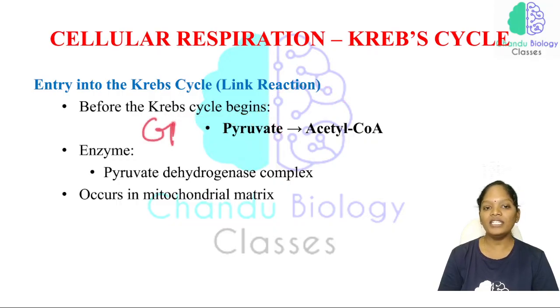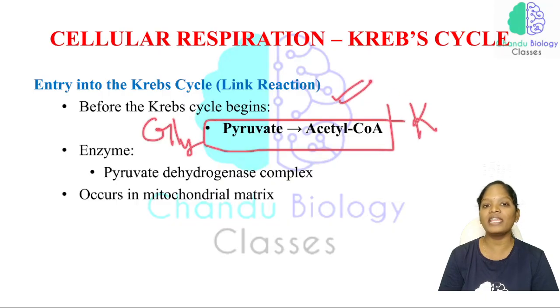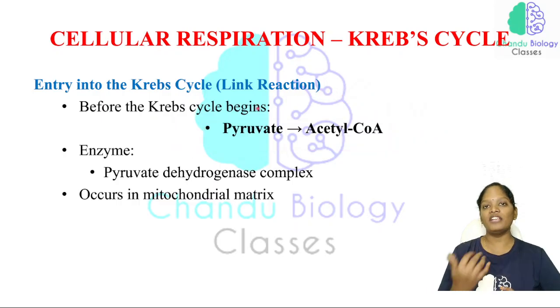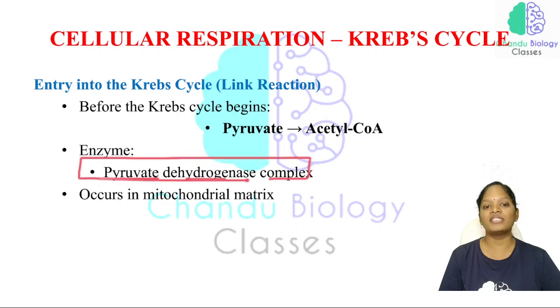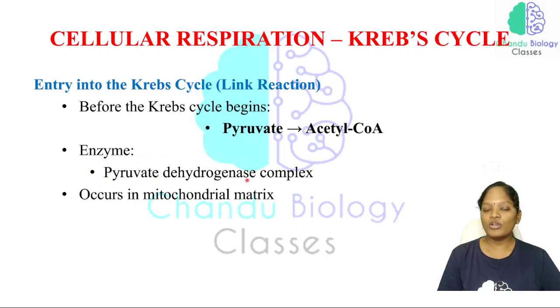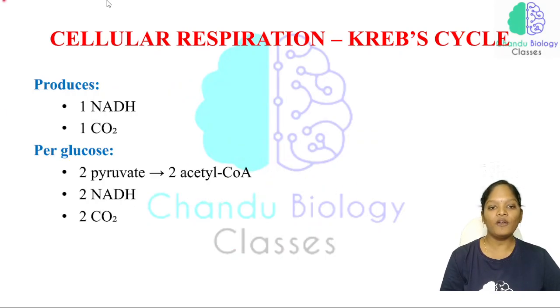As it connects the glycolysis process and the Krebs cycle, we call this particular reaction a link reaction. 2 pyruvate will be converted into 2 acetyl CoA. For this conversion, the enzyme that plays an important role is the pyruvate dehydrogenase complex. And this pyruvate decarboxylation also takes place in the mitochondrial matrix region. This is an important reaction, and as a result of this pyruvate decarboxylation, they are producing 1 NADH, 1 carbon dioxide.